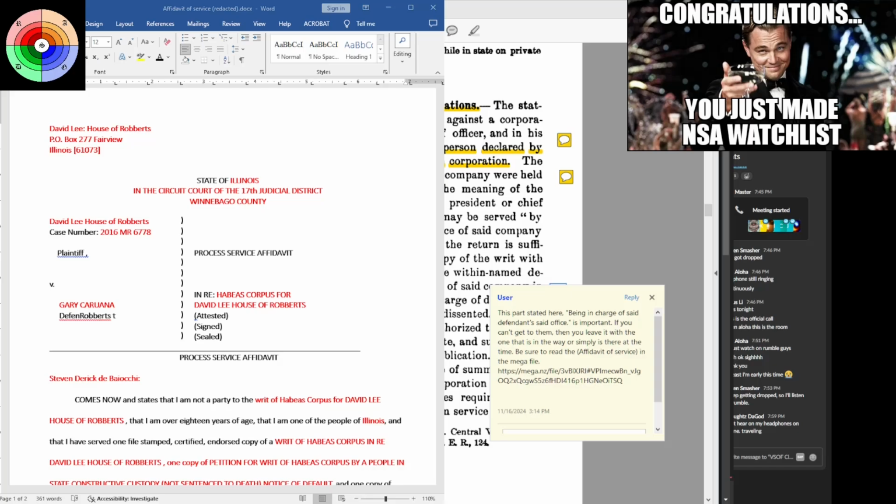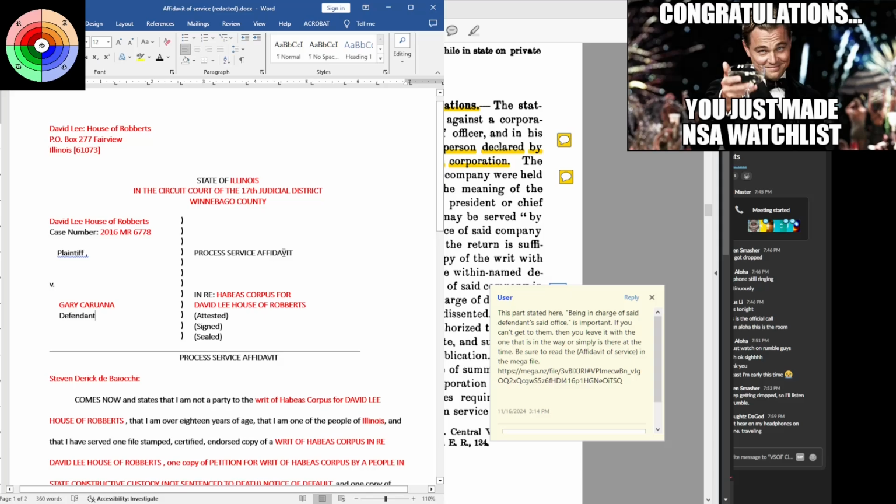But this being for a habeas corpus, obviously it was known and the case number was already set up and so on and so forth. Okay, so this is how it is here. State of Illinois in the Circuit Court of the 17th Judicial District, Winnebago County. David Lee, House of Roberts, case number such and so forth, plaintiff versus Gary Kwana, defendants. That was kind of a misprint there. But anyway, you can fix that too. Defendant. All right.